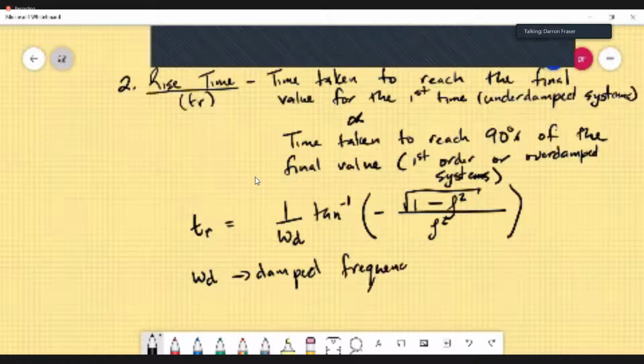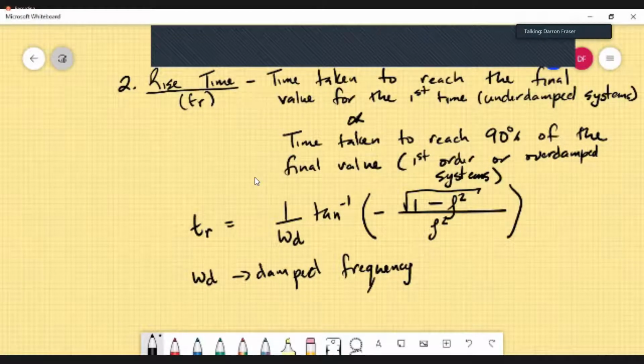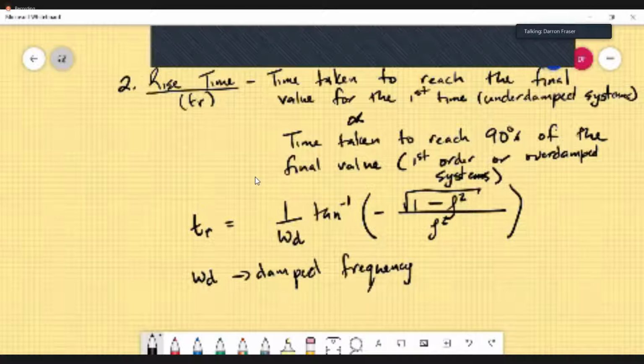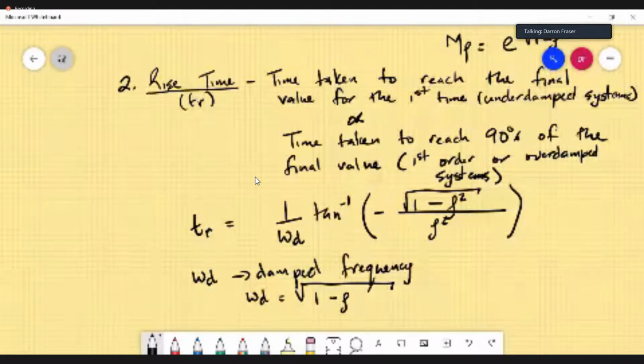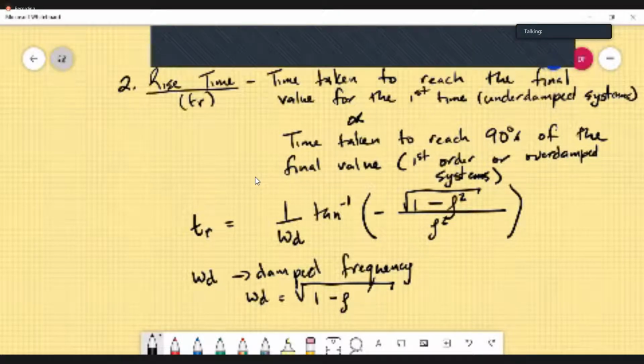So when you have the child in the swing, the frequency at which that swing oscillates, that is the damped frequency. Whatever medium the thing is oscillating in and whatever is holding it back, that frequency is the damped frequency. And omega d is equal to omega n times the square root of 1 minus the damping ratio squared.